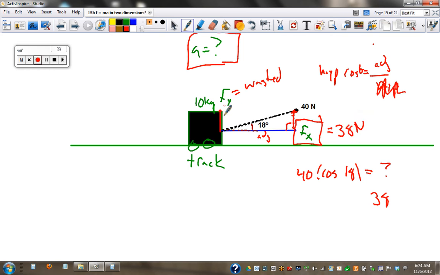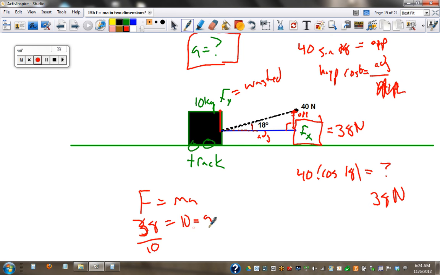I'm not even going to bother finding this, but it would be sine, because this is the opposite: sine 18 times the hypotenuse equals the opposite. So we have 38 newtons is actually applied to make it accelerate. So now F equals ma, 38 equals 10 times a divided by 10. Divided by 10 cancels. Acceleration equals 38 over 10 equals 3.8 meters per second squared. Woo-hoo.